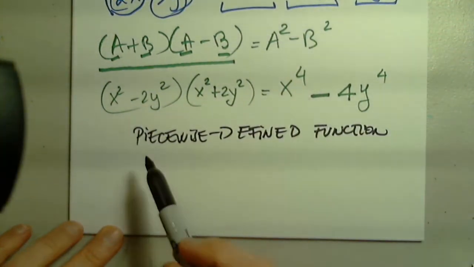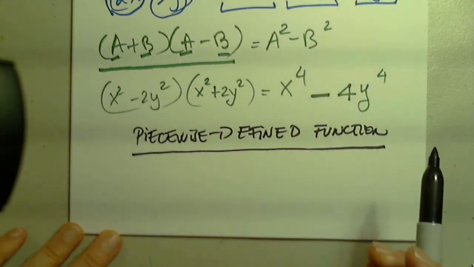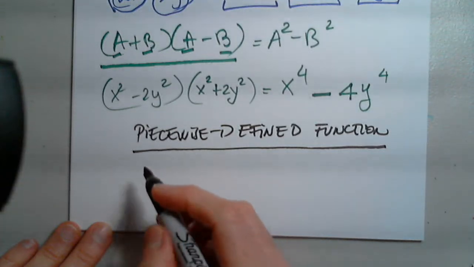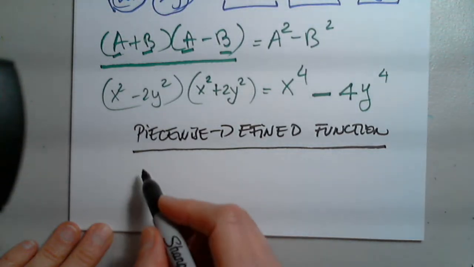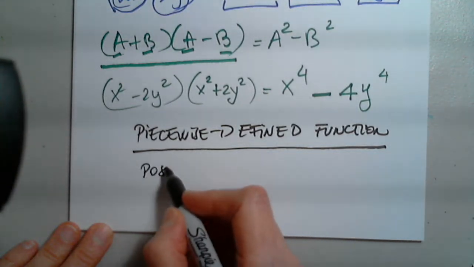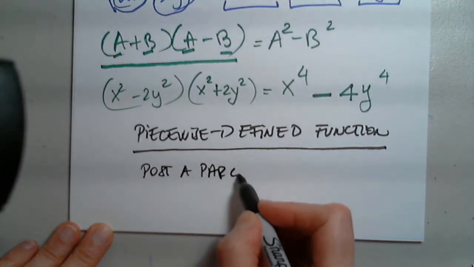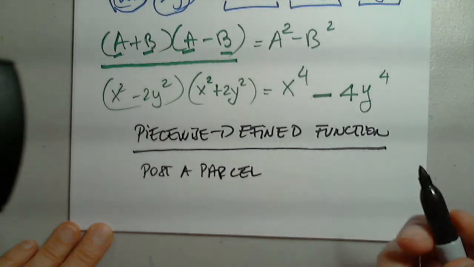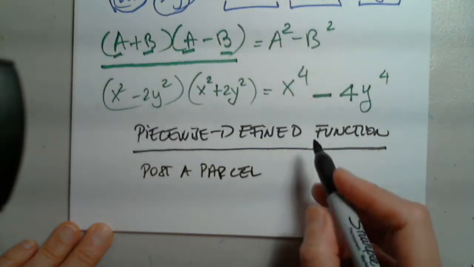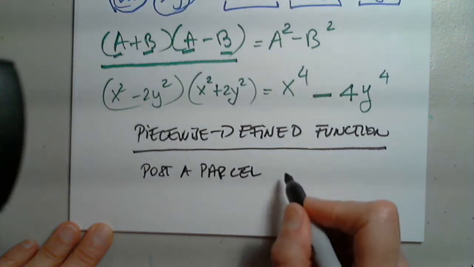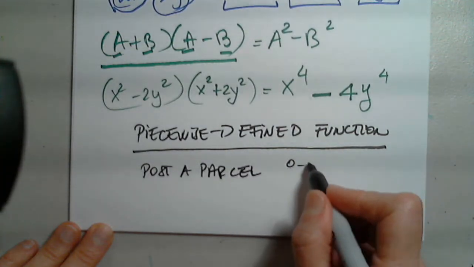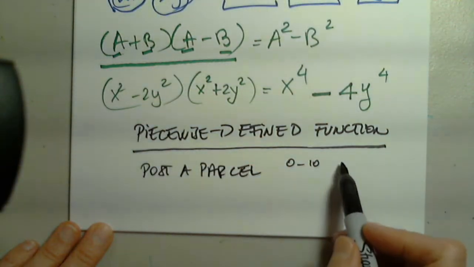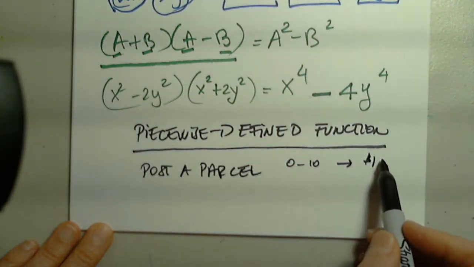Okay, so who cares about the piecewise defined function? Well, they have a lot of applications. So let me give you an example. I'm just making one up. So let's say we want to post a parcel to, I don't know, domestic or international, it doesn't matter. So if it weighs between 0 and 10, whatever measurement unit you want, doesn't matter, then we pay $10.